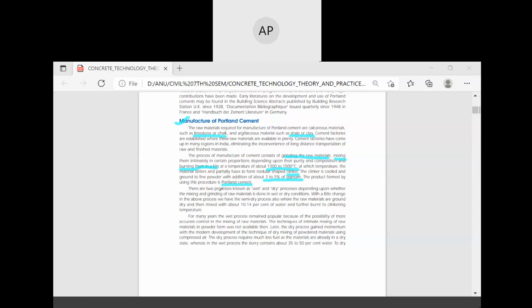There are generally two processes: one is the wet process and another is the dry process, depending upon whether the mixing and grinding of raw material is done wet or dry. That means in the wet process water is added, and in the dry process water is not added. That is the difference. For many years, the wet process remained popular because of the possibility of more accurate control in the mixing of raw material.